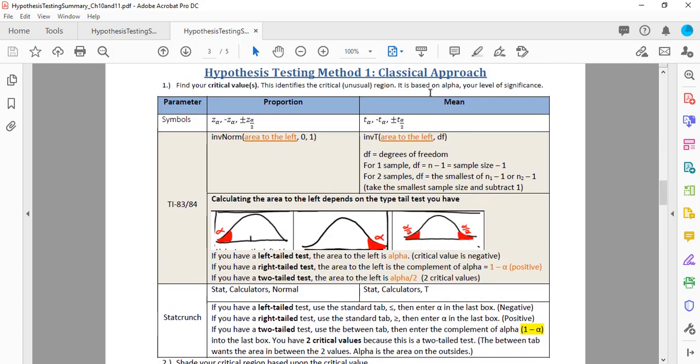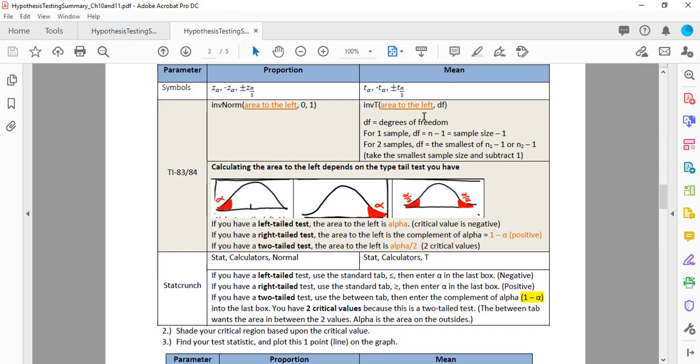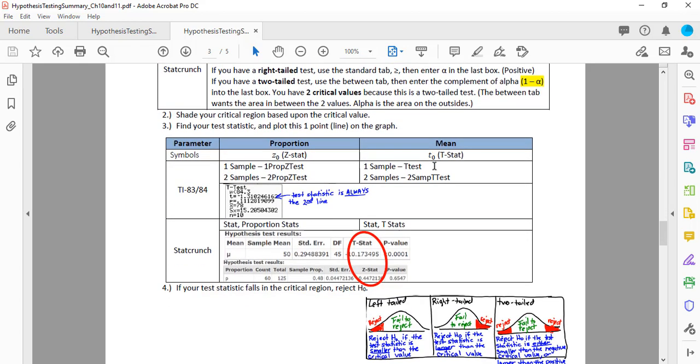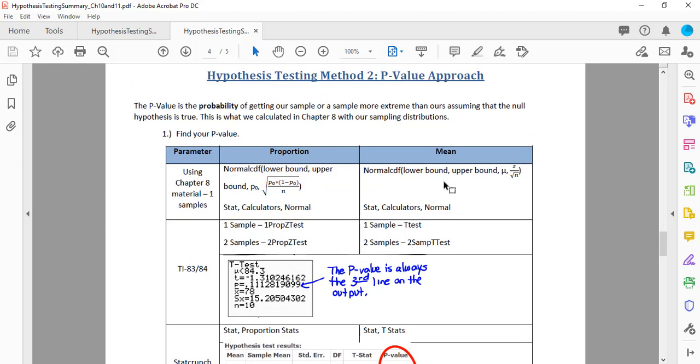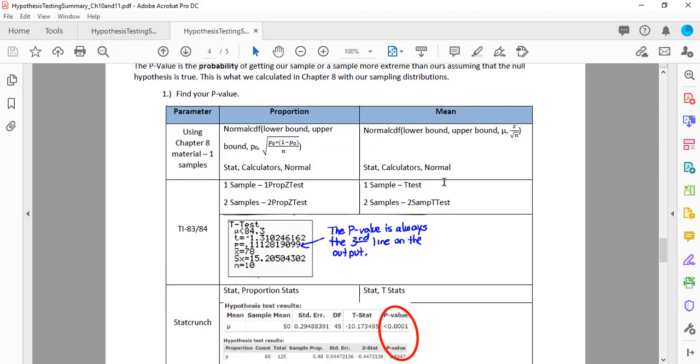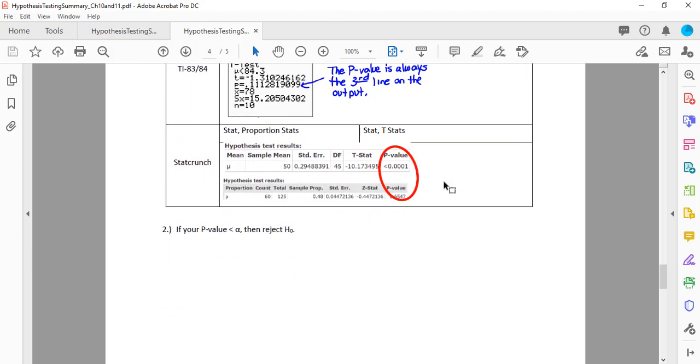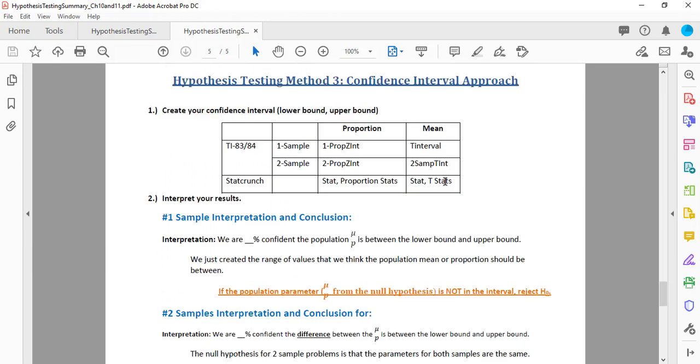Then you have classical approach, which we covered 2 videos back. You have p-value approach, which was 1 video back. And now confidence interval approach. So once again, you only can use the confidence interval approach when you have a two-tailed test. You need to create your confidence interval.